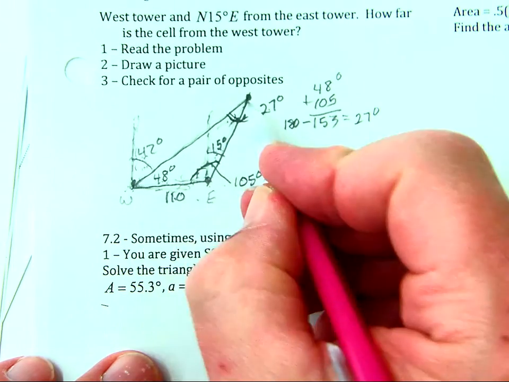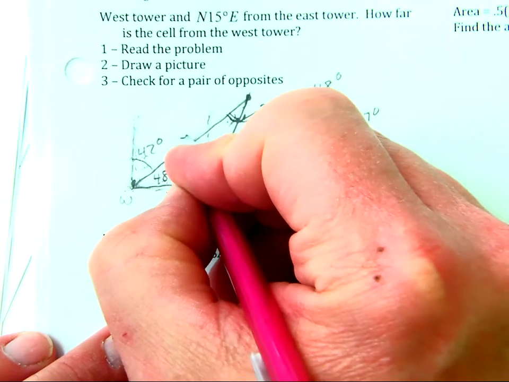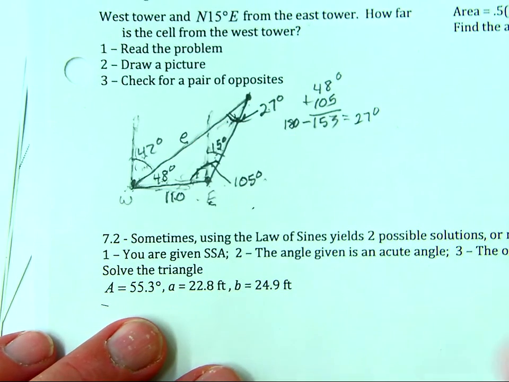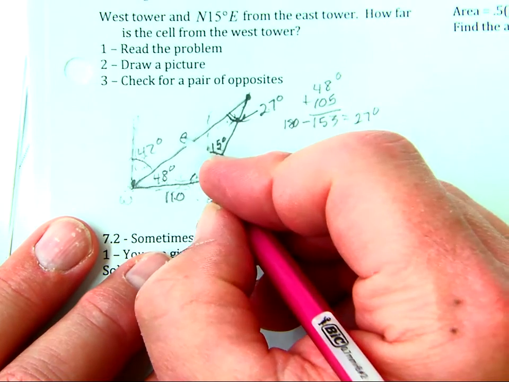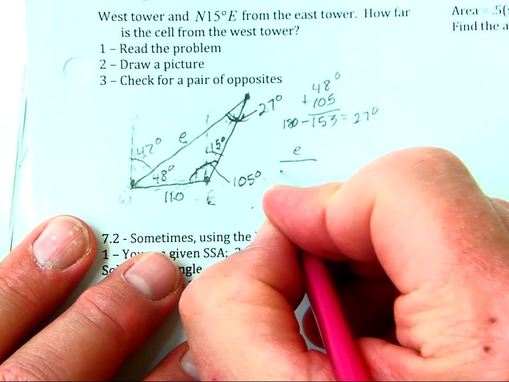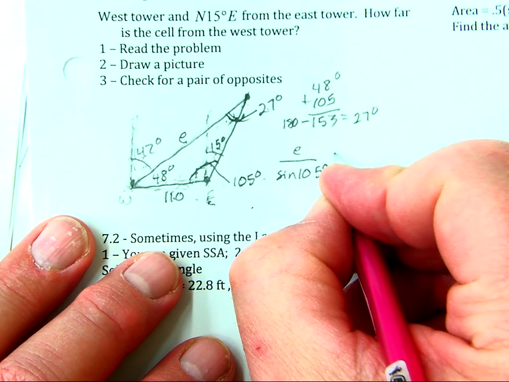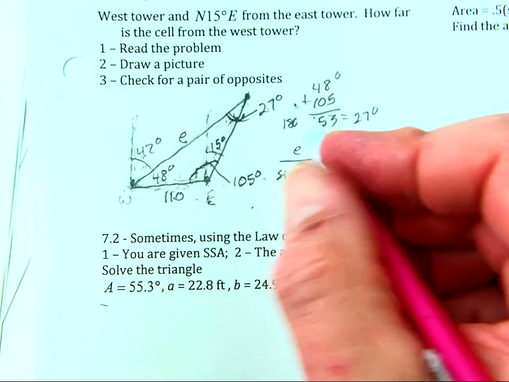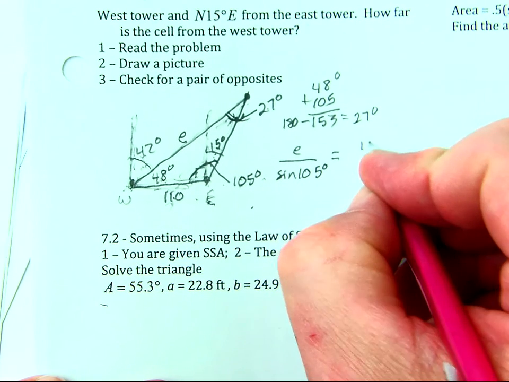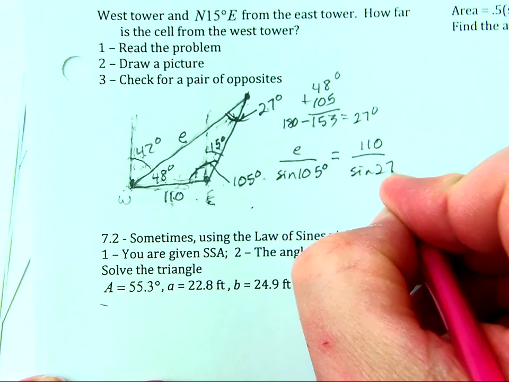Well, here's the west tower, here's the cell. I'm going to call this side over here little e, just because this was east over here. So to set up the law of sines, we have this side, little e, over its opposite angle, which we said was 105. So that's the sine of 105. Don't forget the sine there, that it's the sine of 105. Now that has to equal the pair we know. Well, we know this pair over here, the side was 110 and the angle was 27. So there's our law of sines.